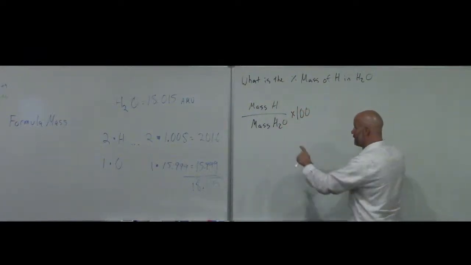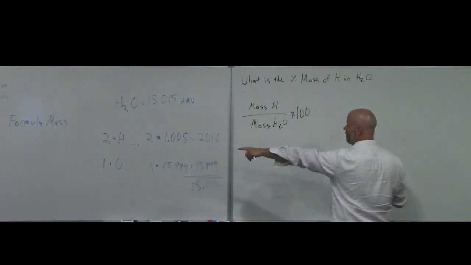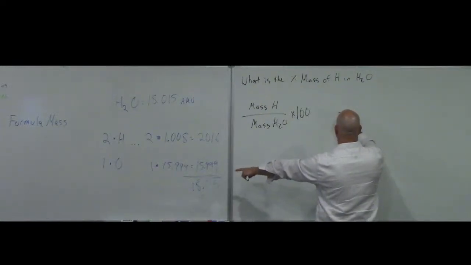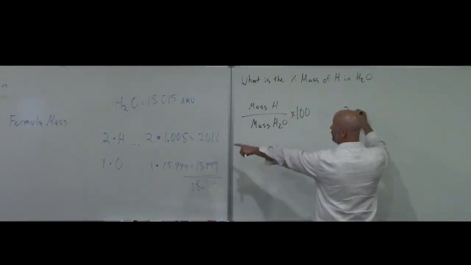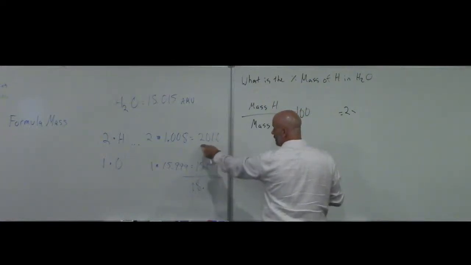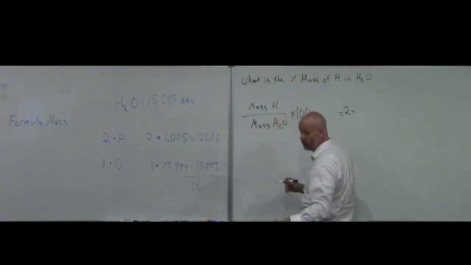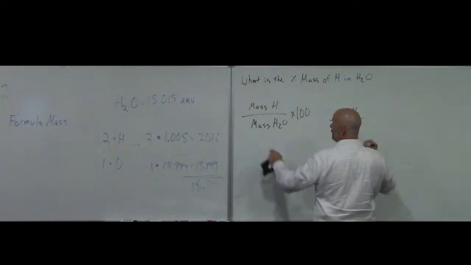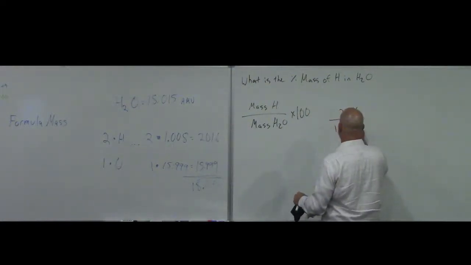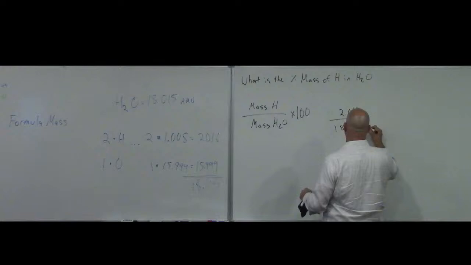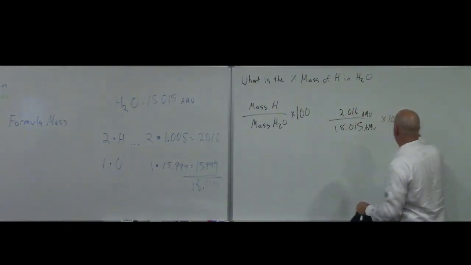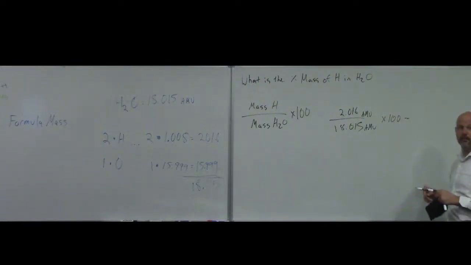This is important. My average atomic mass of hydrogen should be 2. Actually, we already have it, don't we? We calculated that, so I don't even have to do that math again. This one stays real easy. So I just get to go 2.016 divided by 18.015. These are AMUs. And then I multiply that by 100, and y'all do the math and tell me what I get.